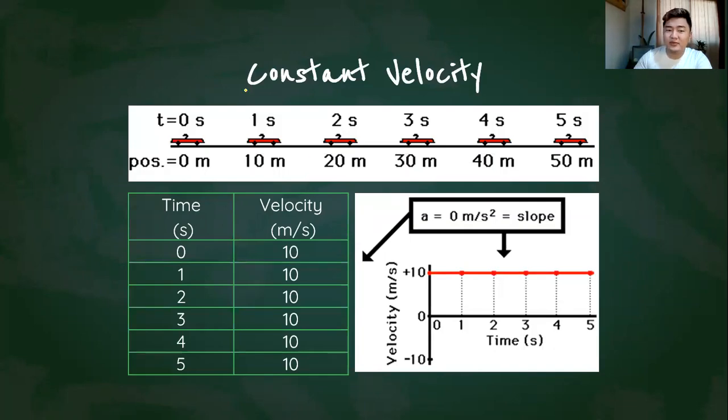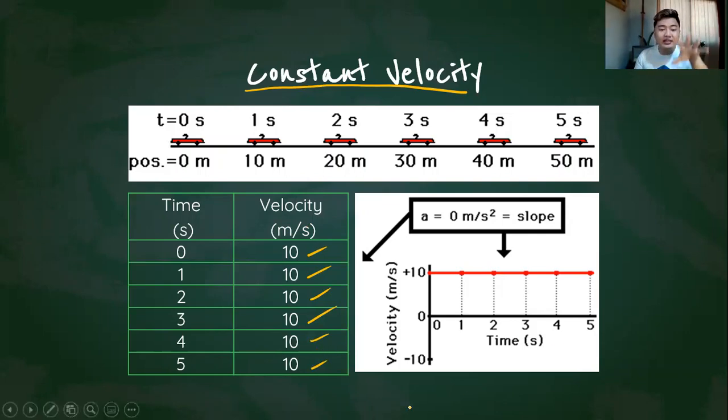Let's take a look at this one. We have an object that is moving with a constant velocity. And when we say constant velocity, the velocity does not change throughout the observation period. So we have here our values. At 0 seconds, the velocity is 10 meters per second. After 1 second, it's still 10 meters per second. After another second, it's still 10 meters per second. And it's still 10 meters per second all throughout the observation period.